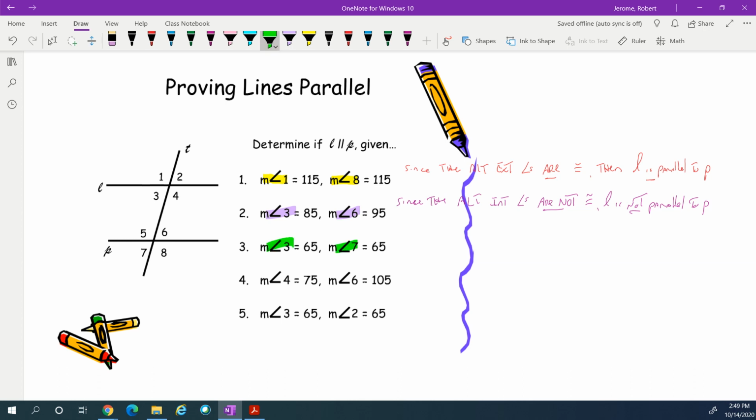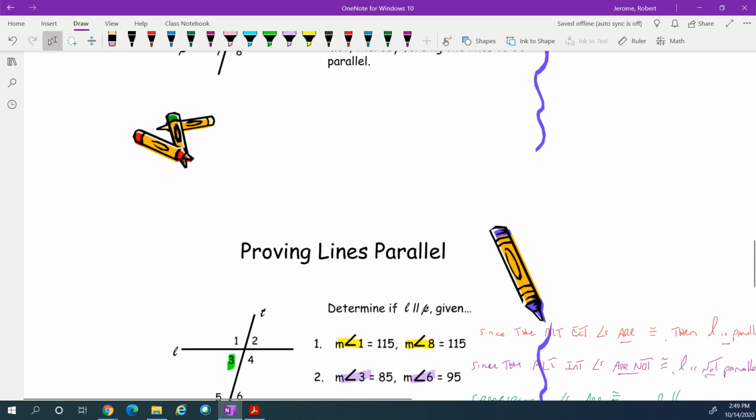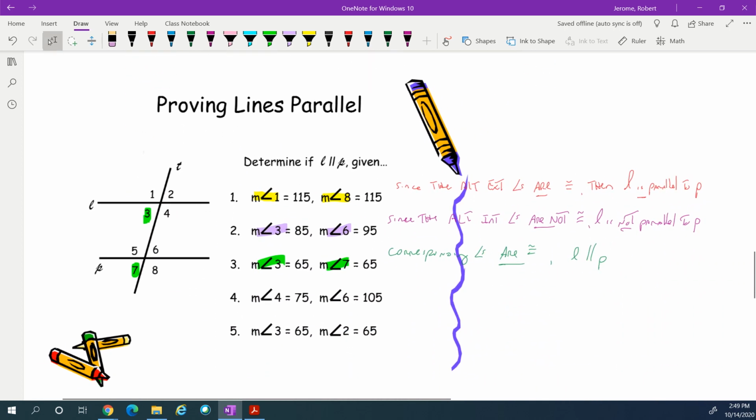Angle 3 and angle 7. Again, find them. These are corresponding angles. Corresponding angles are congruent. L is parallel to P. Let's keep going.